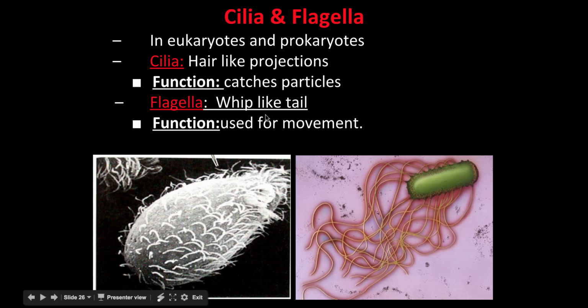Other things that we can look at are not really organelles either. These, cilia and flagella, are things that are additions to a cell. So cilia are hair-like projections. We can see cilia, hair-like projections, right down here. Those help catch particles, and cells can take them in. And then flagella are little whip-like things, like tails, used to swim and move.